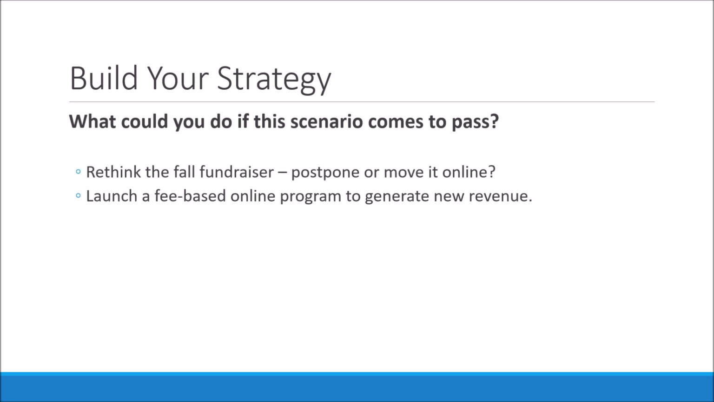So for example, if we were working with the scenario we just said, right, about physical distancing in the stock market, and let's say you had a fundraiser planned for the fall, you might need to think about how you're going to postpone it or change it or move it online. There can also be opportunities in this moment, right? So if people are going to be home more in the fall, then maybe you have a program that you haven't put online yet, and maybe you could, and maybe you could even charge for it.